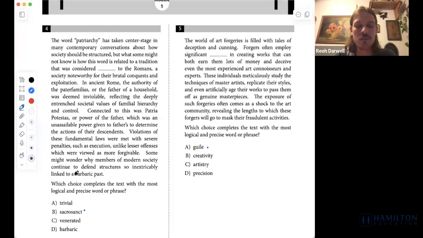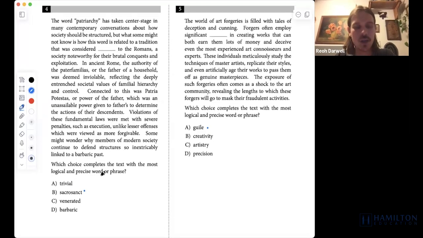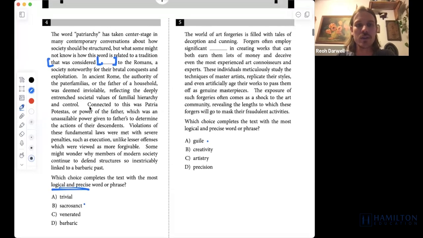All right, so for question 4, this is a word in context question. I always want to point us to this logical and precise word or phrase definition. We want something which is very precise for our thing here. So how do they consider this tradition? This tradition that leads to the word patriarchy. So what is the tradition?